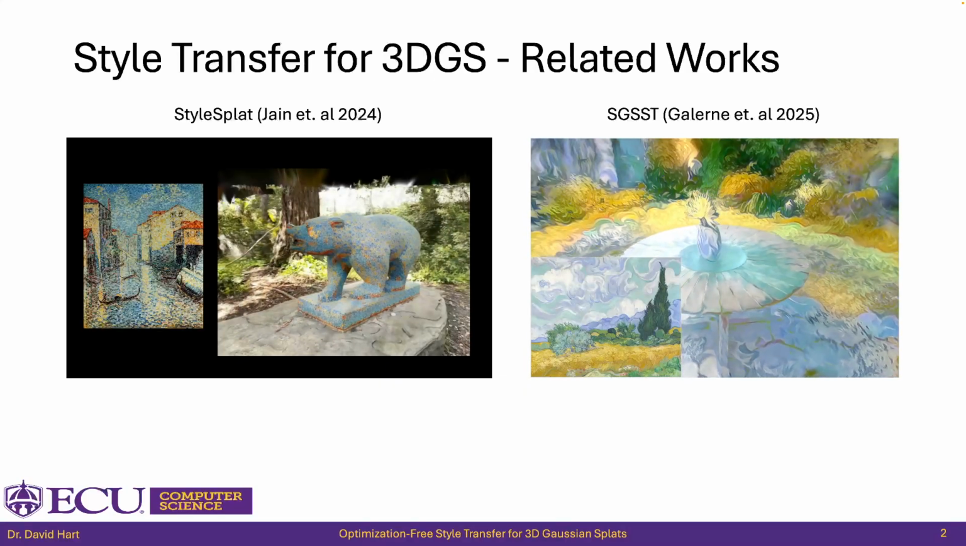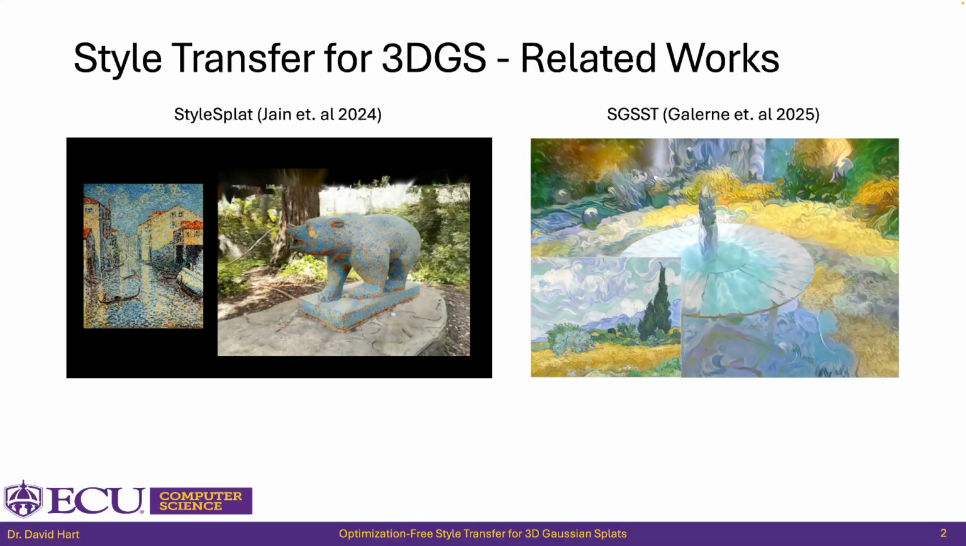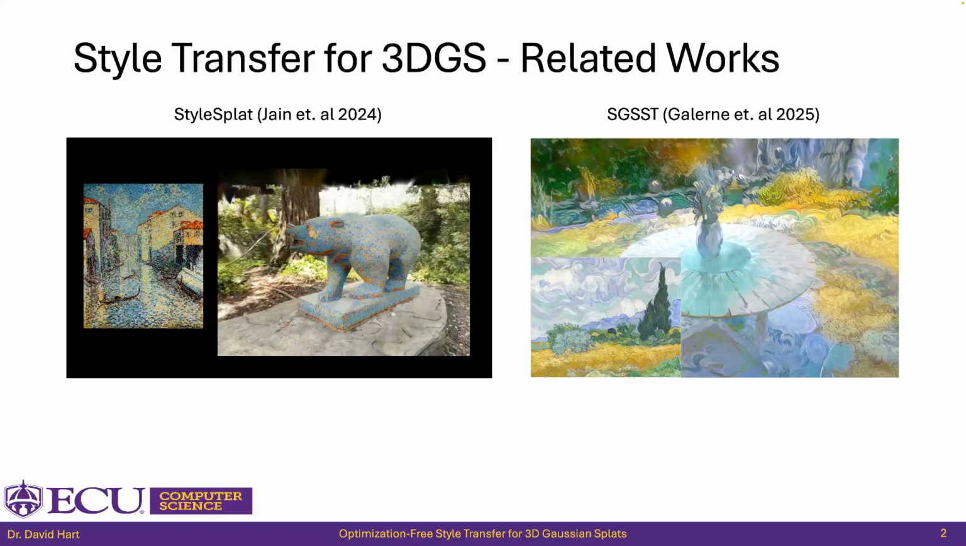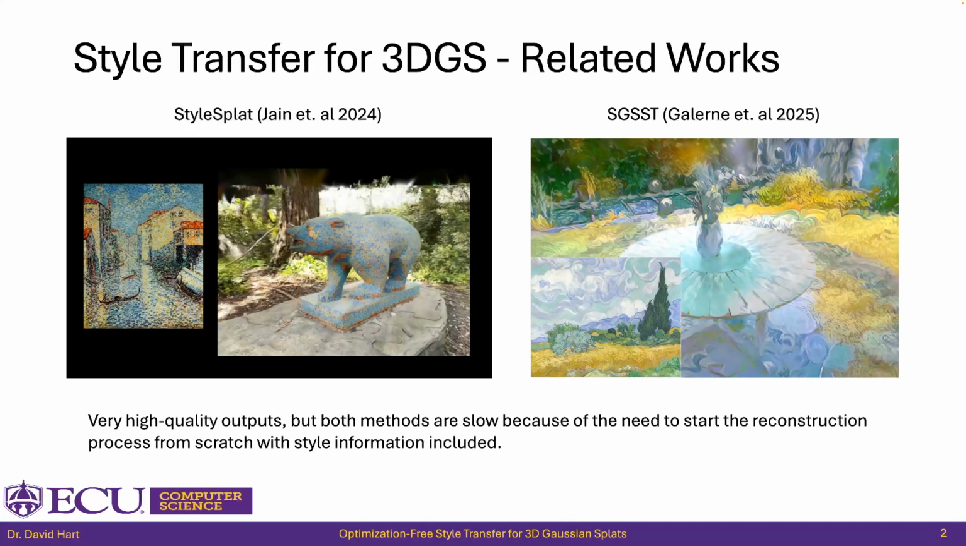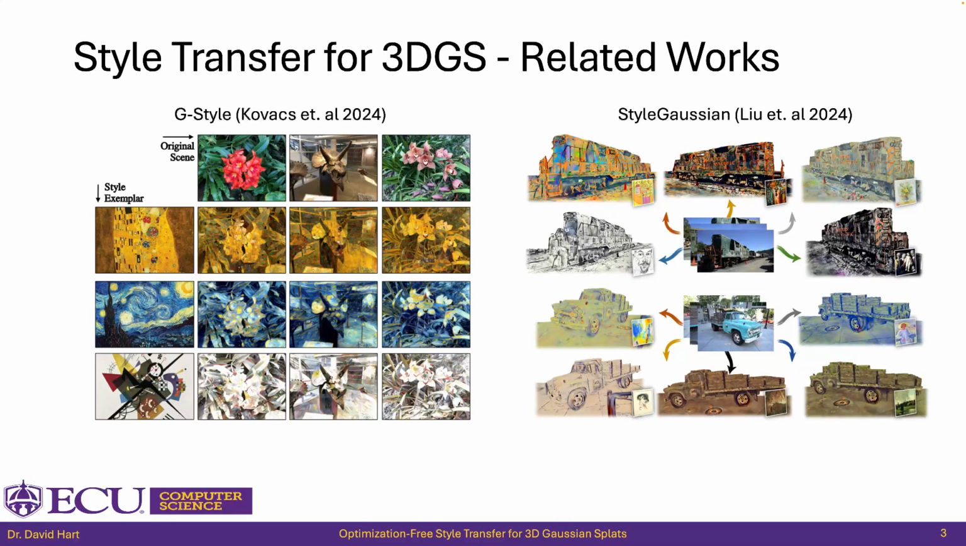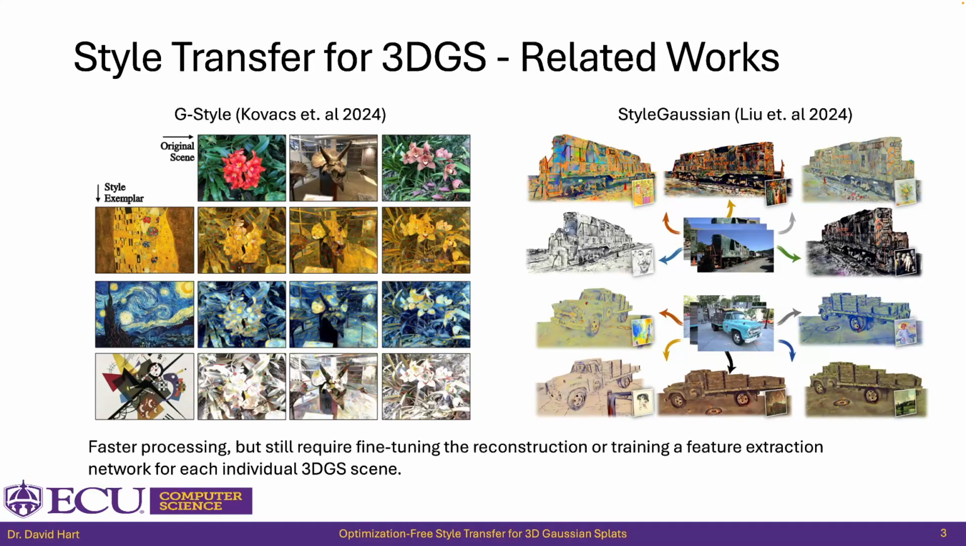SGSST achieves very high quality results with fine details, but both methods require rerunning the full reconstruction process with style information, making them very slow. SGSST in particular reported training times exceeding 1 day on a GPU. Other works like G-Style and Style Gaussian have aimed to speed this up, but G-Style still requires fine-tuning the Gaussian splat reconstruction, and Style Gaussian requires training a separate feature extraction network for each scene.